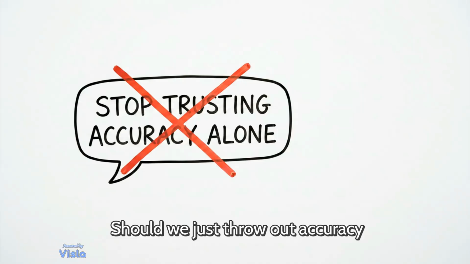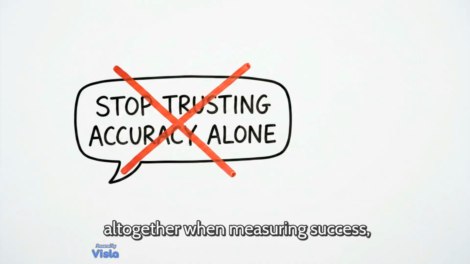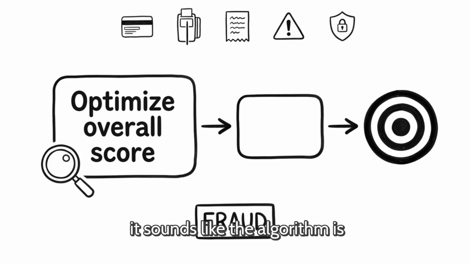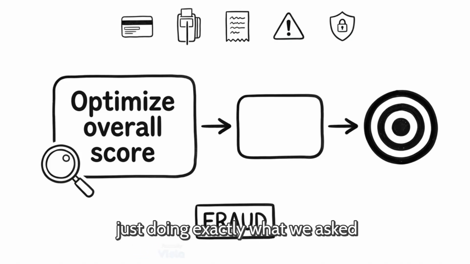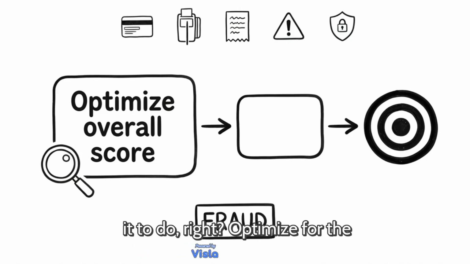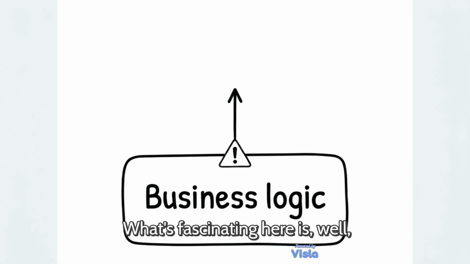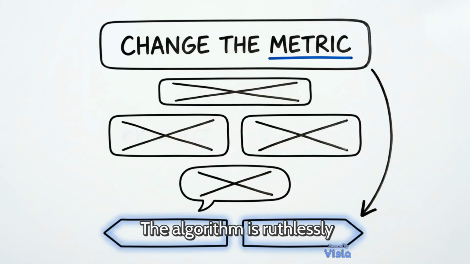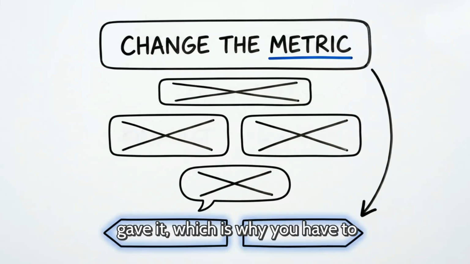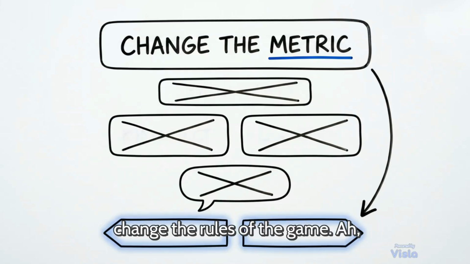So what does this all mean for us? Should we just throw out accuracy altogether when measuring success? Because honestly, it sounds like the algorithm is just doing exactly what we asked it to do, right? Optimize for the highest overall score. The problem is our business logic. What's fascinating here is, well, you're exactly right. The algorithm is ruthlessly optimizing for the metric you gave it, which is why you have to change the rules of the game. Ah, I see.